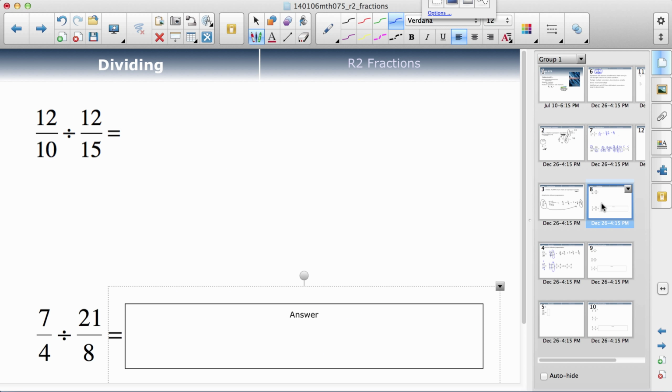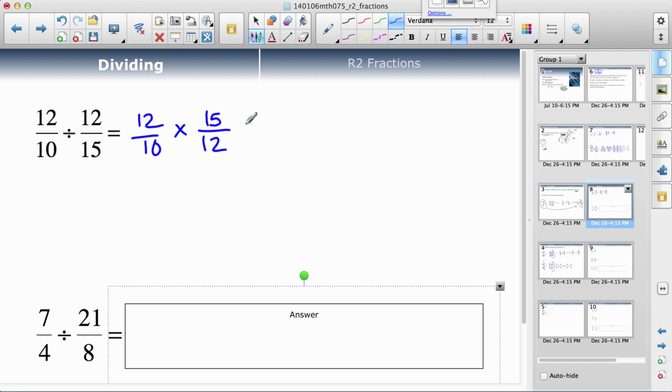In dividing, it's a slightly different rule. When you're dividing fractions, what you need to do is first change the divide to multiply and then flip this one over. They call it invert and multiply. So this would be 15 over 12. Again, the 12s are the same.